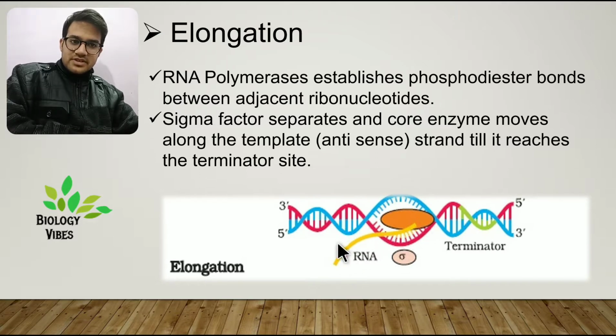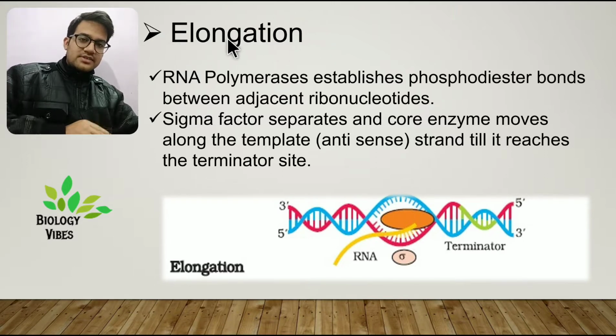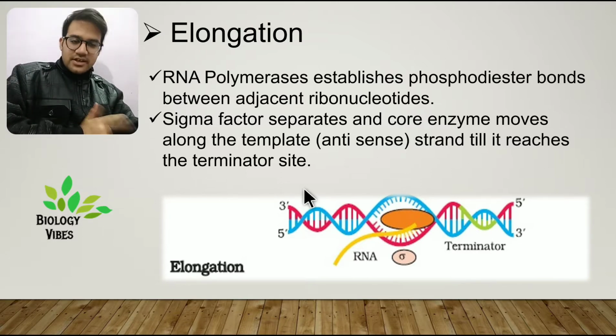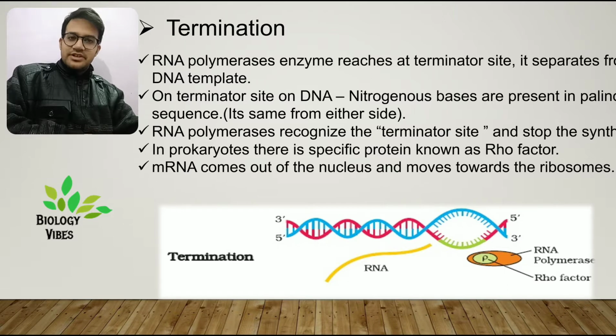Now the next part is elongation. This yellow part, that is the messenger mRNA, will be extended and elongated from this part. RNA polymerase establishes phosphodiester bonds between adjacent nucleotides. That means the synthesis of RNA will be started. That is elongation. In the elongation phase, this sigma factor will separate from the RNA polymerase core enzyme. The sigma factor separates from the core enzyme, and the enzyme moves along the template, that is the antisense strand, till it reaches the terminator site. So initiation is done, elongation is done, and the third part is termination.